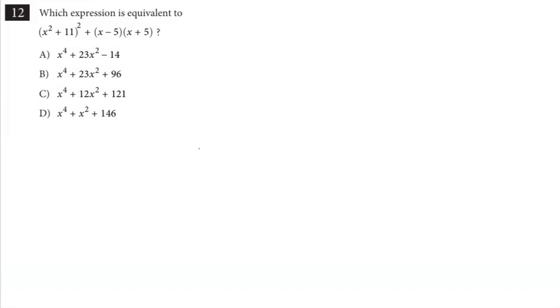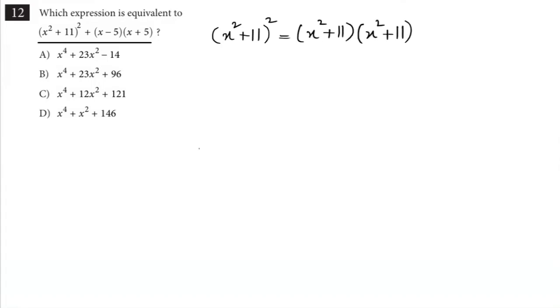Question 12. Which expression is equivalent to this? Each of the answers you see is in expanded form, so you need to expand the brackets. First, I can take the first half of the question, which is a square. So I need to expand this double bracket, which is the same since it has a power of 2. So x squared times x squared becomes x^4, plus 11x squared and another 11x squared, so this becomes 22x squared, plus 11 times 11 is 121.